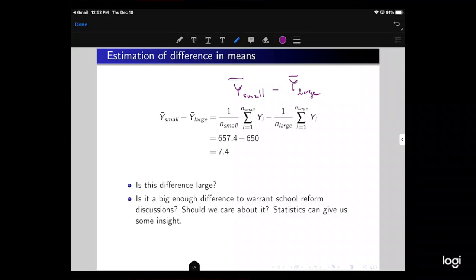Great. So if you're a consultant, and you're tasked with figuring out do class sizes affect average test scores, you could take this back to your boss and say, look, smaller classes have 7.4 higher scores on average than large classes. So the boss would then look at you and say, so what does that mean? Is 7.4 large? Is it a big enough difference to warrant school reform discussions? Should they put some money into this? Is it statistically significant, or is it just random sampling error?